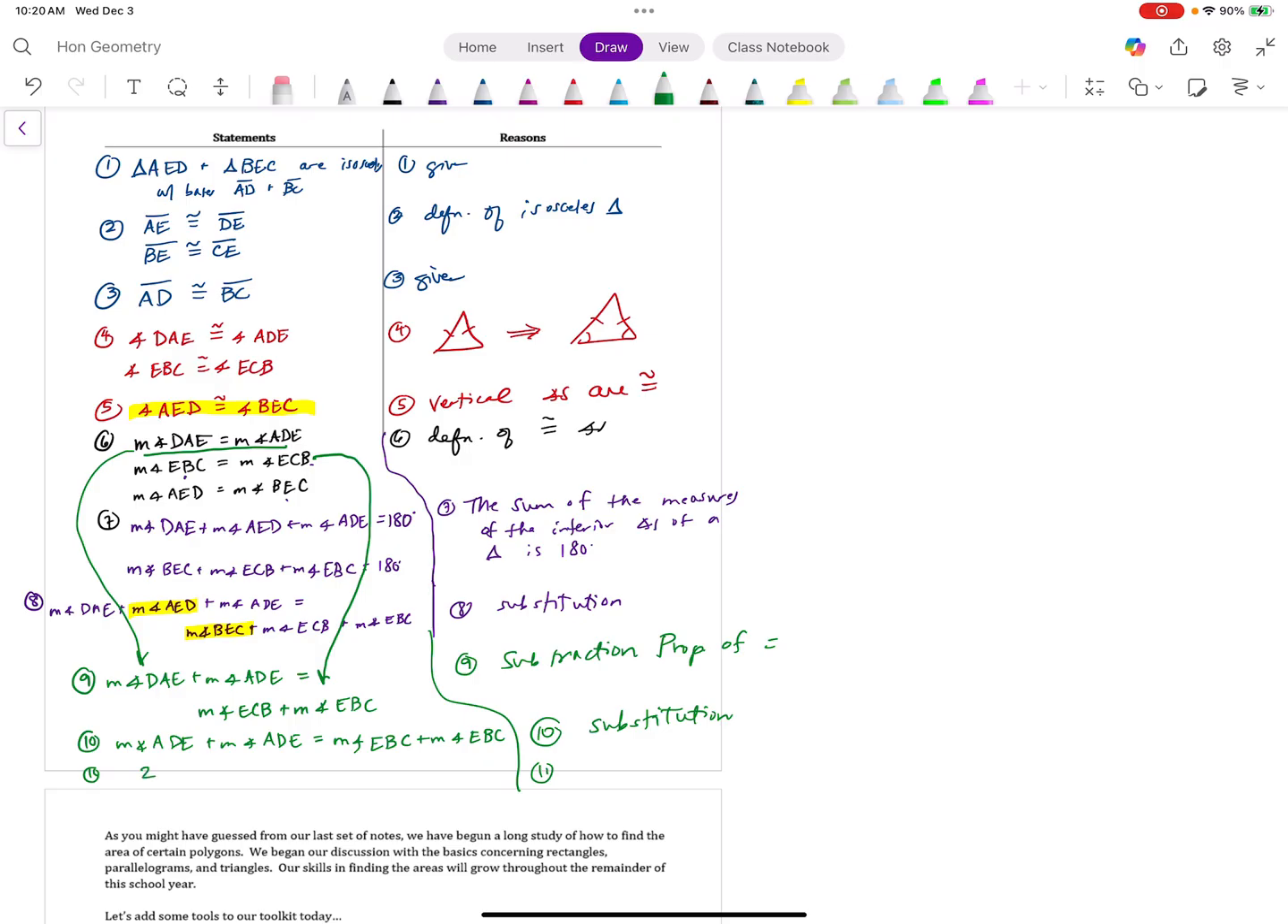So then two of these make two of these, because that's just a substitution. I'm putting something of equal value in. Then I can divide both sides by 2. Please tell me I did the right angles. So that's a division property.